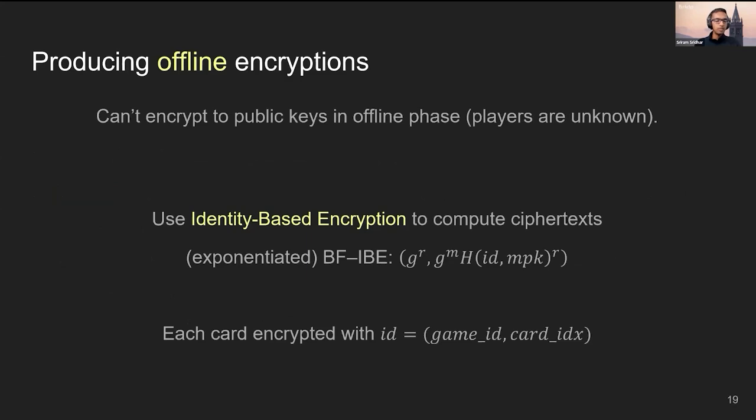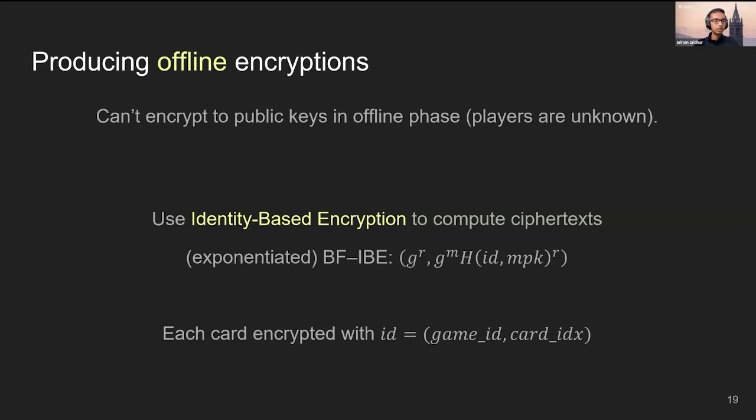So IBEs are designed in a way that you can encrypt with respect to an ID versus actually a public key, and you can generate secret keys with respect to the ID. So we generate an ID as just the game ID and the card index. So whenever a player requires a certain card, they just need to figure out which game they're playing as well as the index of the card they need. And then they can request a secret key for that specific card.